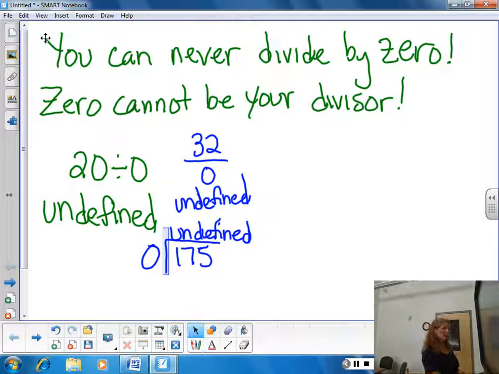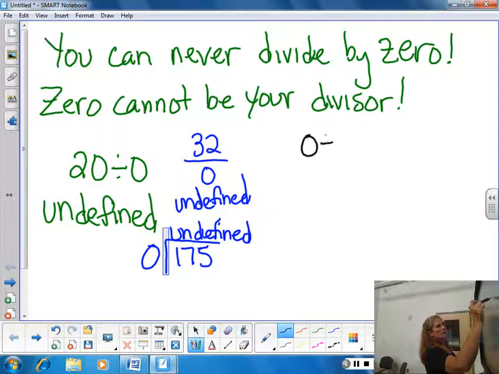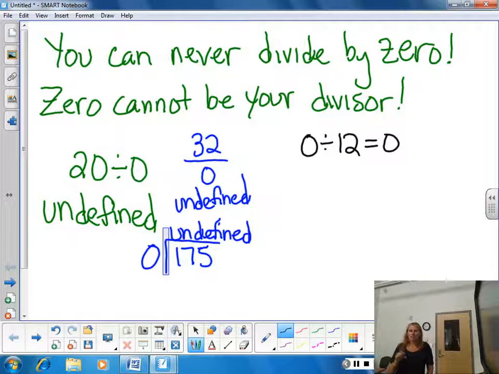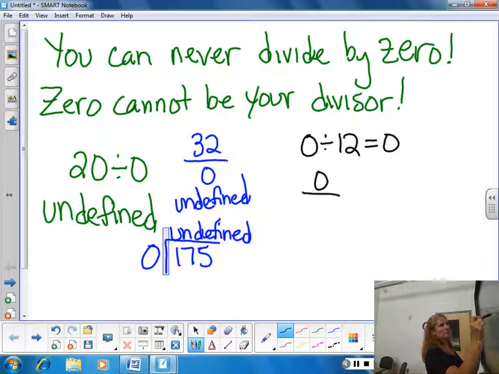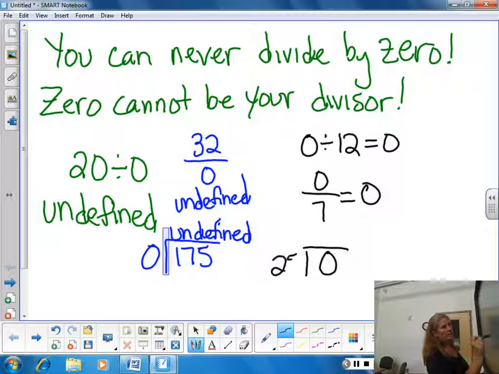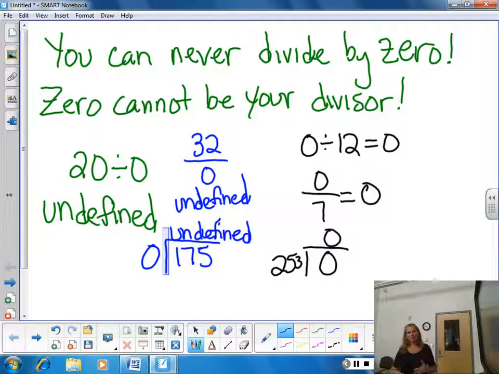On the other hand, if you have 0 divided by 12, that equals 0. There's no rule that says 0 can't be your dividend. That's fine. It cannot be your divisor. It's fine to be your dividend. 0 divided by 7 is 0. 0 divided by 253 is 0. You can divide into 0. You can't divide by 0. People get that confused all the time.